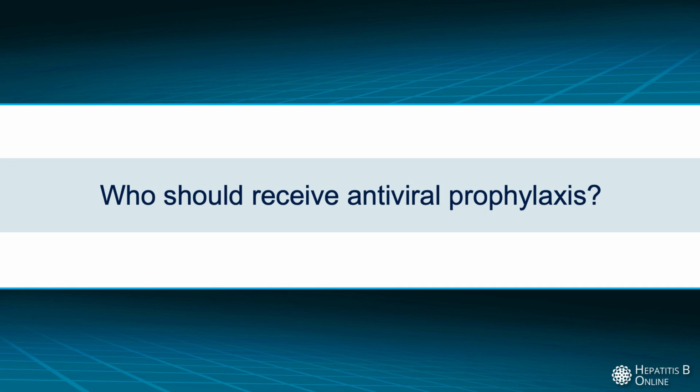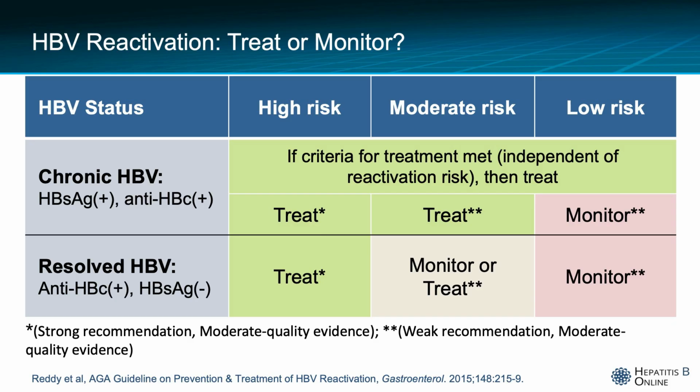So who should receive antiviral prophylaxis? This table provides the general guidance on the decision to start antiviral therapy or prophylaxis versus monitoring, taking the HBV status as well as the risk level of the therapy into account. It is worth noting that the American Gastroenterological Association emphasizes that if the patient with chronic hepatitis B meets clinical criteria to start antiviral therapy based on their disease status, for example, the patient has cirrhosis, or perhaps they have persistently elevated liver enzymes and HBV DNA level, then treatment should start for their hepatitis B regardless of the risk level of the intended immunosuppressive therapy.